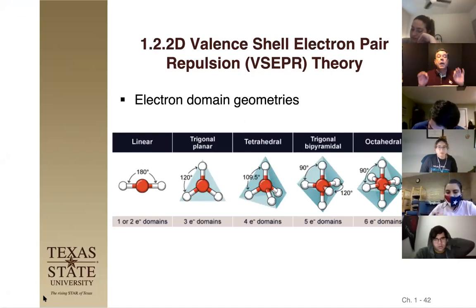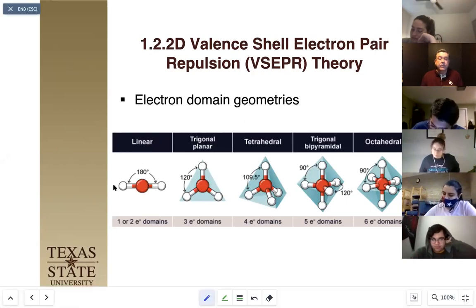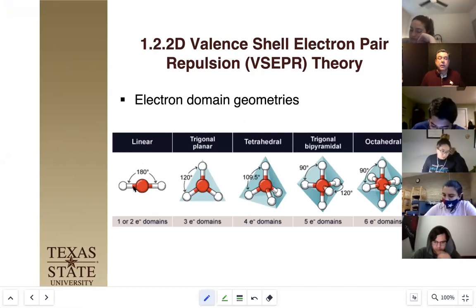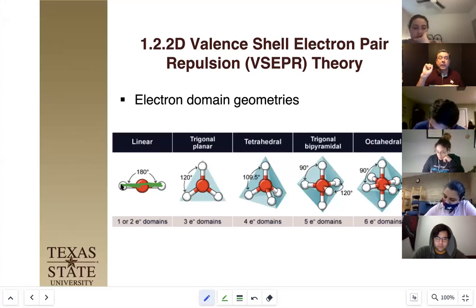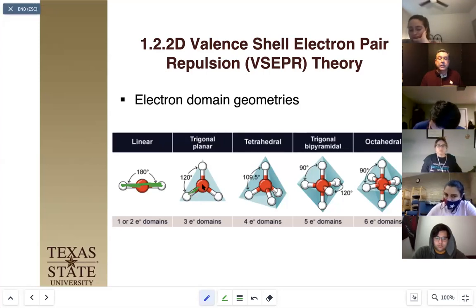So here, all we're talking about is where are the electrons, okay? So in the case of this, if you only have a single bond and you have no lone pairs, you could have a linear geometry, meaning that you have 2 electrons here and 2 electrons here and no lone pairs. So you only have 2 electronic domains. Then the next one, you add another bond here, but no lone pairs. So you have 3 domains.